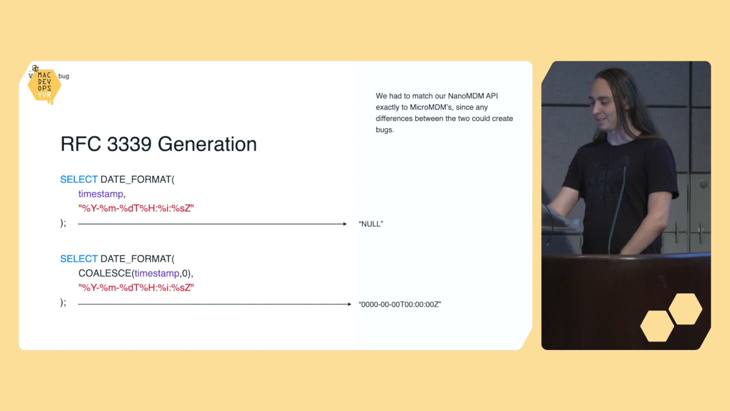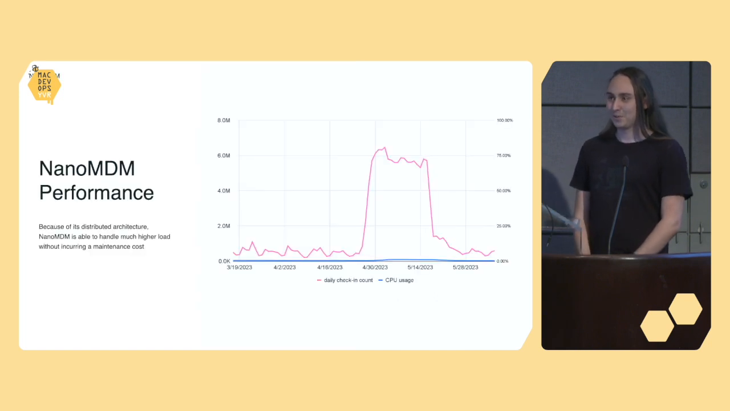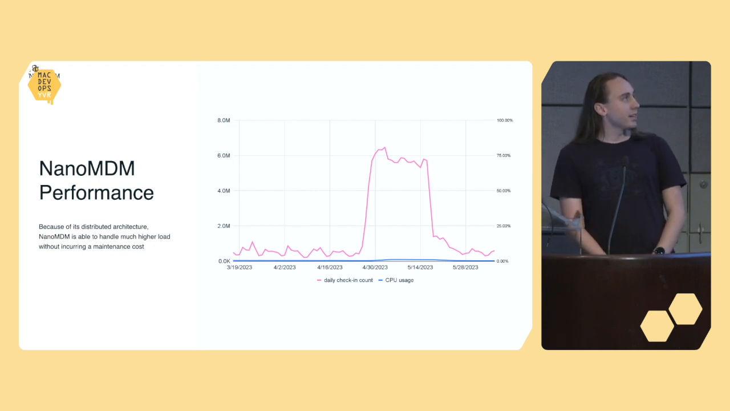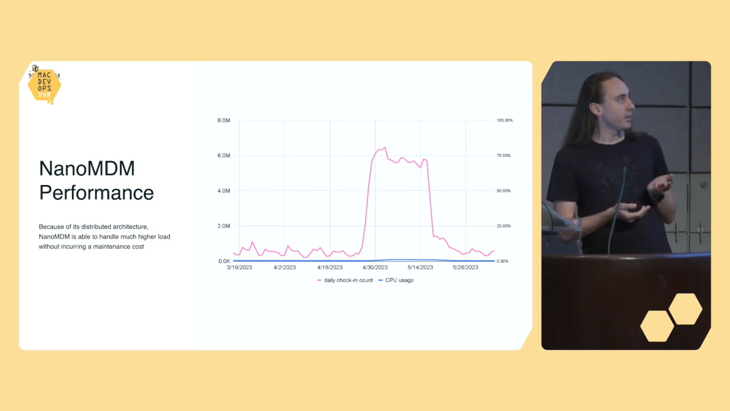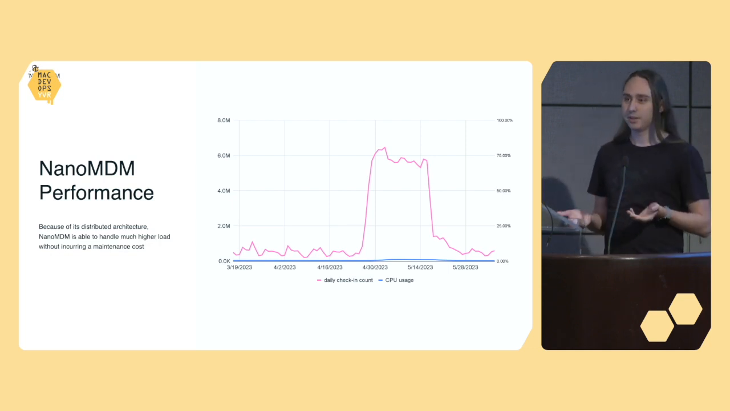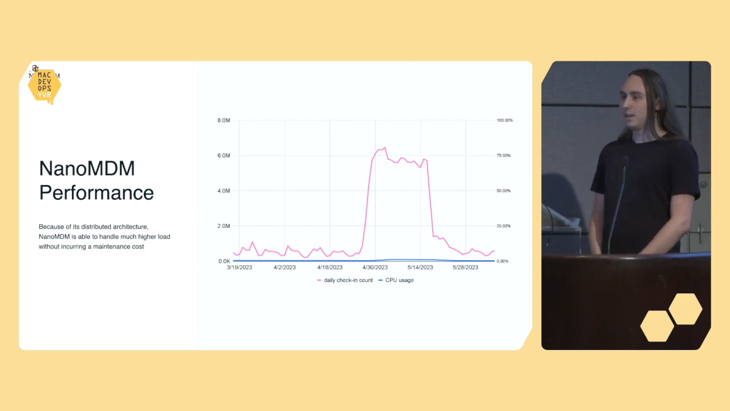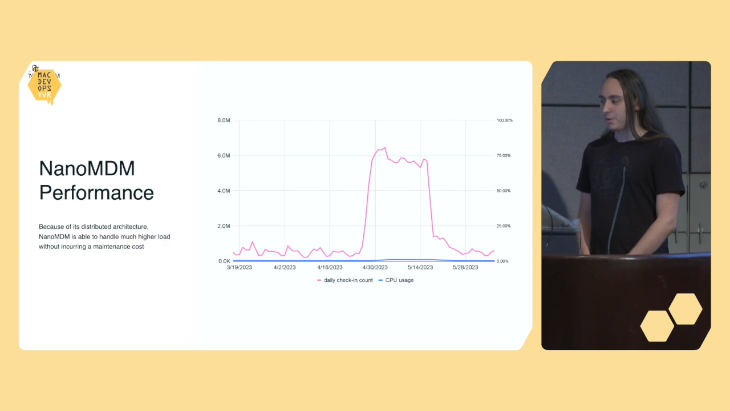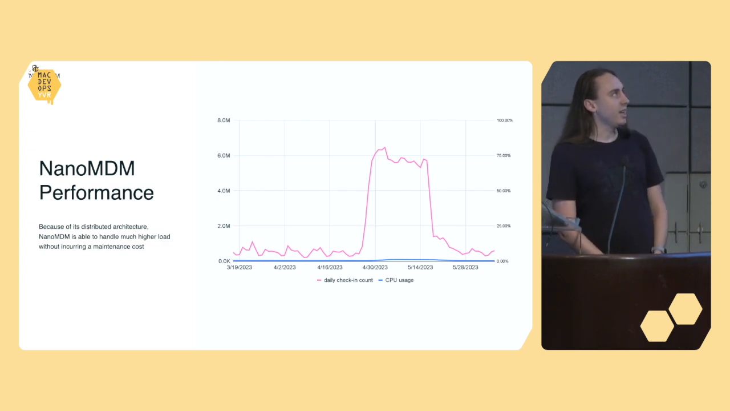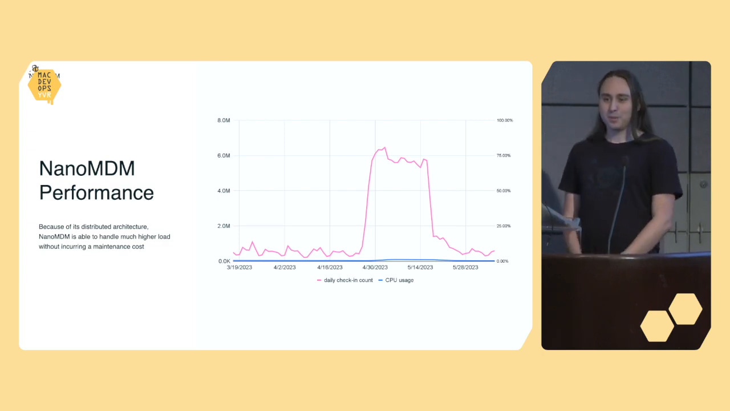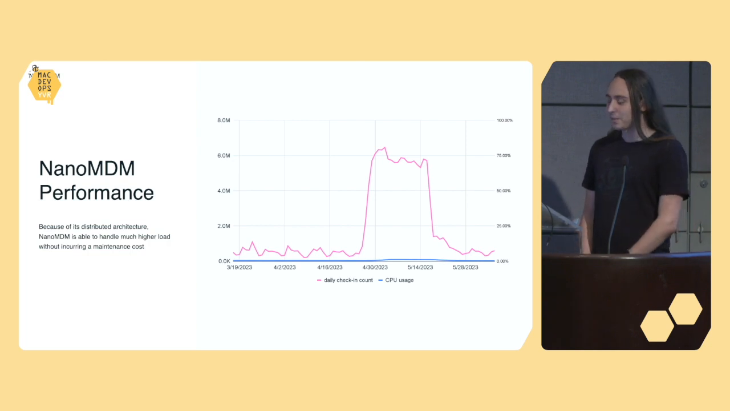Let's talk about NanoMDM performance. This is a graph of the number of check-ins to NanoMDM on a single day. As you can see, we normally get around 100 to 200,000 check-ins a day, which corresponds pretty well to our 100,000 devices. I looked at our graph of check-ins in the beginning of May, and I saw that we were getting around 8 million a day, which was a little bit weird because we don't have that many devices.